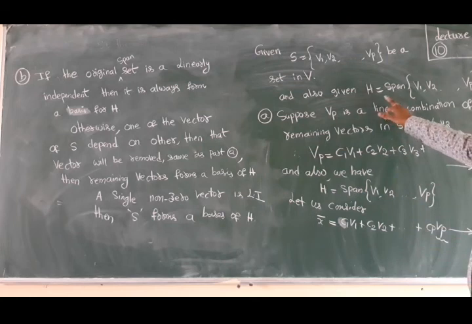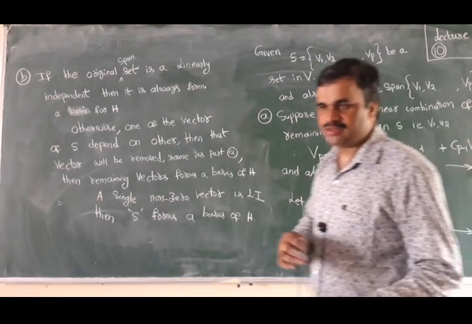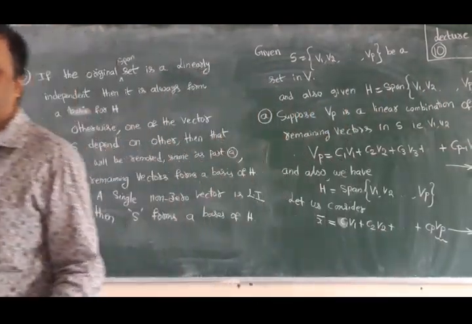So whenever among these p vectors you have any dependent vector, we can simply remove that vector and the remaining vectors will form a basis. Simply we have to remove the dependent vectors. If all the vectors are independent, then we can say it forms a basis of H. If one vector is dependent, we have to remove that vector, and the remaining vectors will form a basis of H, or span of H.